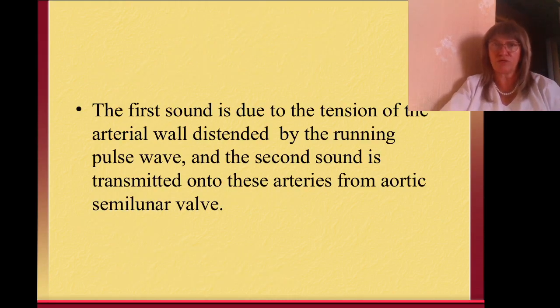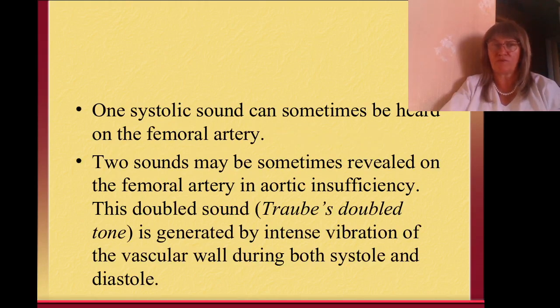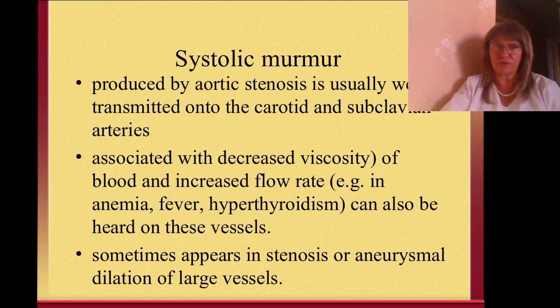The first sound is due to the tension of the arterial wall distended by the running pulse wave, and the second sound is transmitted onto this artery from the aortic semilunar valve. One systolic sound can sometimes be heard on the femoral artery. Two sounds may sometimes be revealed on the femoral artery in aortic insufficiency. This double sound, Traube's double tone, is generated by intense vibration of the vascular wall during both systole and diastole.